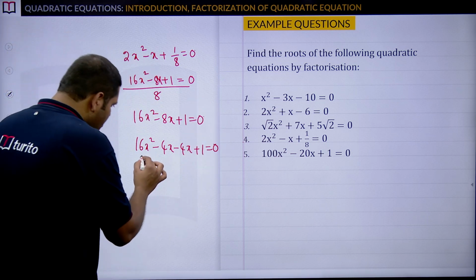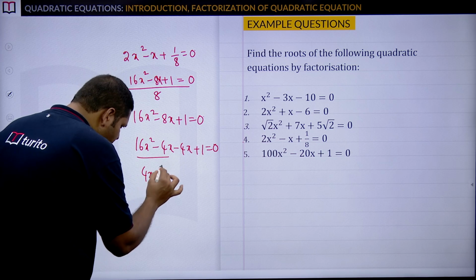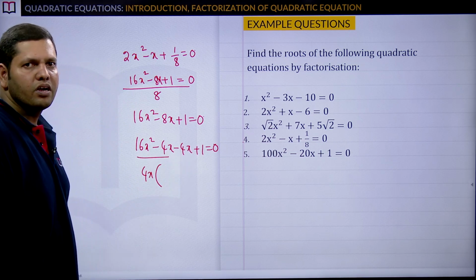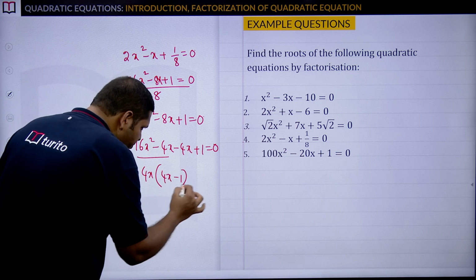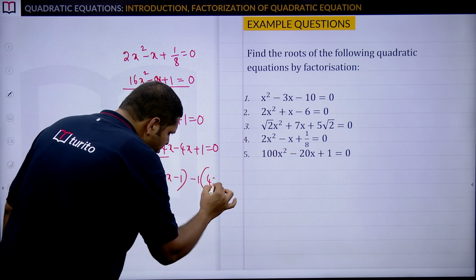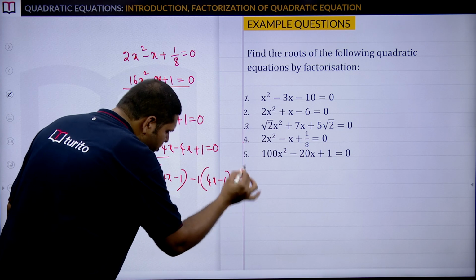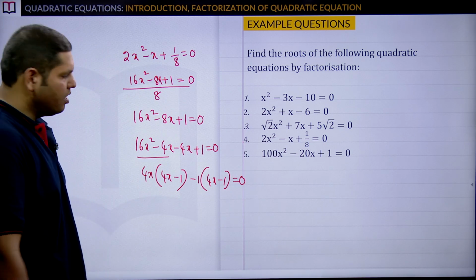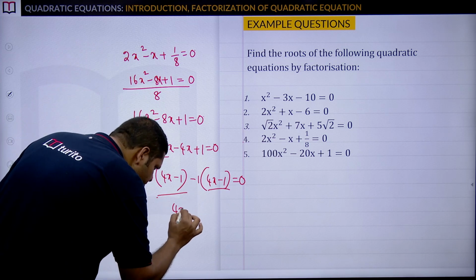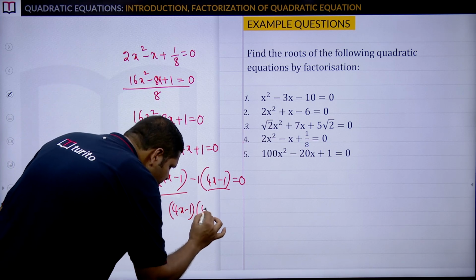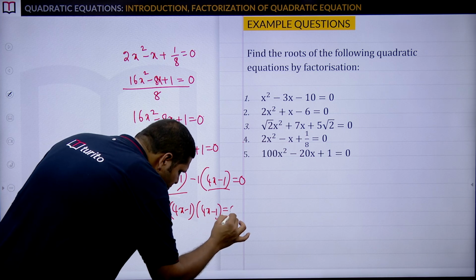Then children, what is the common term I can take? I can take 4x as a common term. If I take 4x common, this is 4x minus 1. If I take minus 1 common, this is 4x minus 1 equal to 0. Then children, 4x minus 1 is the overall common term, and this is 4x minus 1 equal to 0.